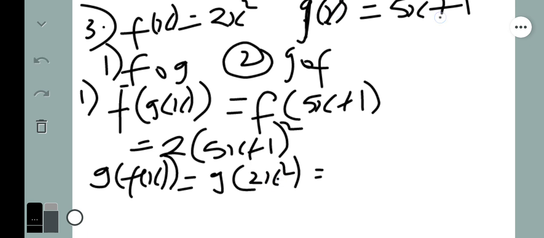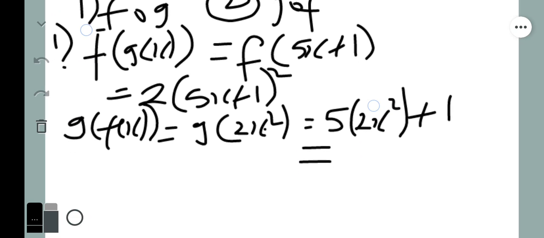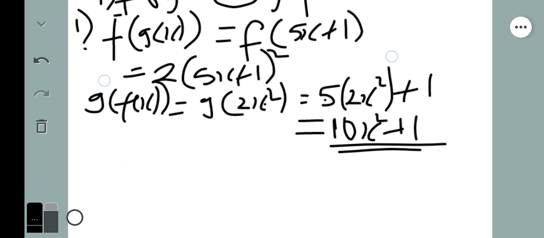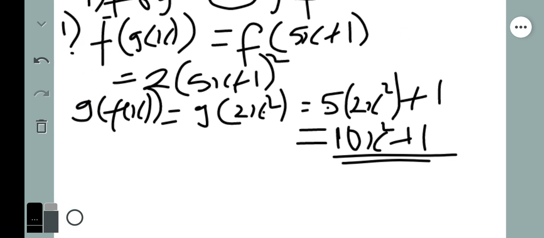So from g of x, we have 5x plus 1. Replace x with 2x squared, plus 1. And then this gives me 5 times 2, we have 10x squared plus 1. And this is how you solve that kind of problem of f of g and g of f. There are more examples you can further try on your own.